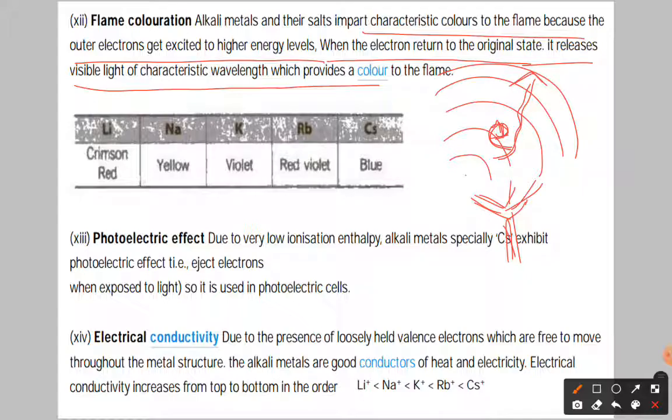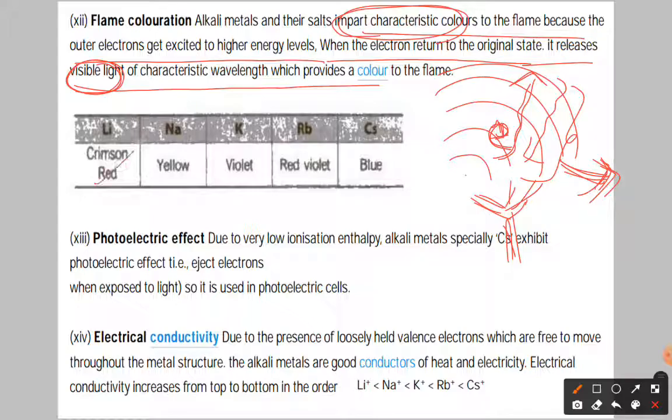In the upper orbit, the electron is unstable, so it wants to come back down again. When coming down, it releases some amount of energy, some amount of light. That light is available in the visible region. Because of that reason, we have a specific characteristic color for each metal.